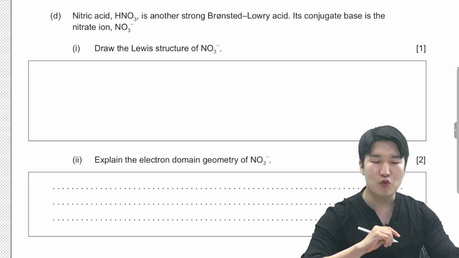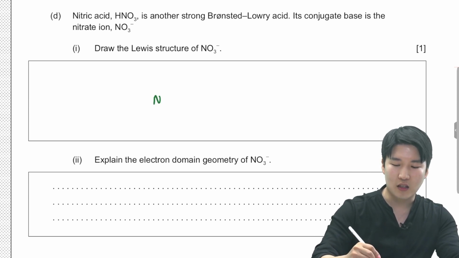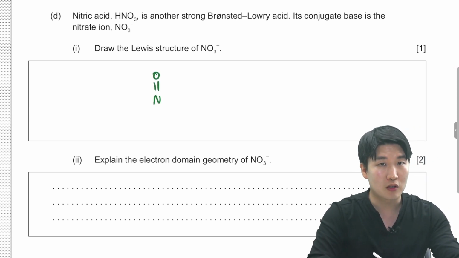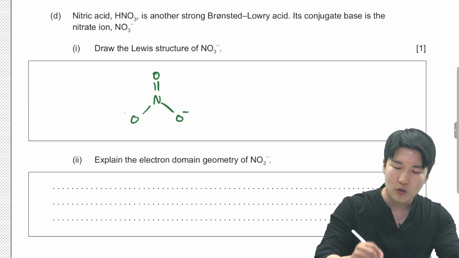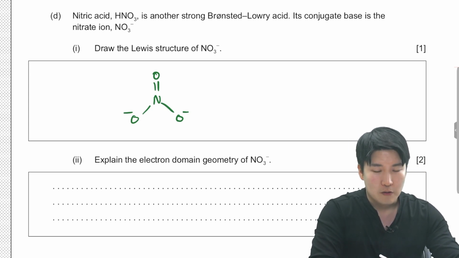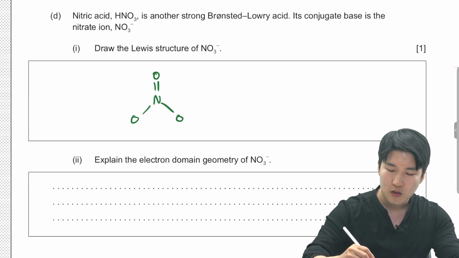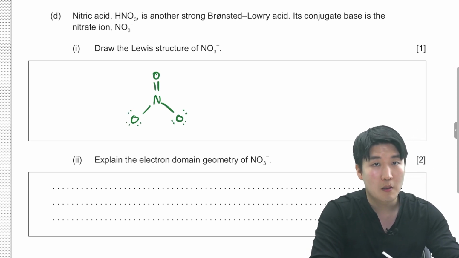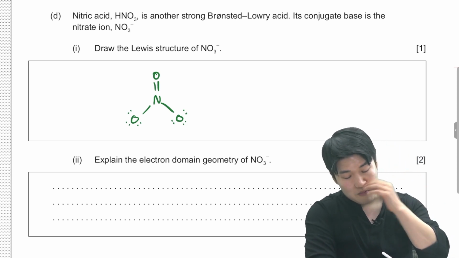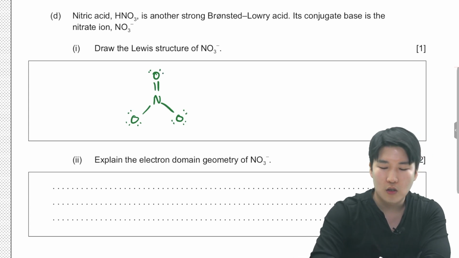So let's start by drawing the Lewis structure of the nitrate ion, which would have nitrogen at the center that is double covalent bonded to one oxygen and single covalent bonded to two negative oxygens. And why is that? That's because the two negative oxygens have -1 formal charges, having 3 lone pairs each, whereas the double bonded oxygen only has 2 lone pairs.